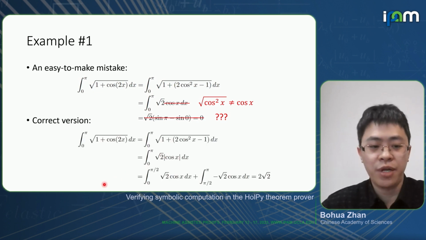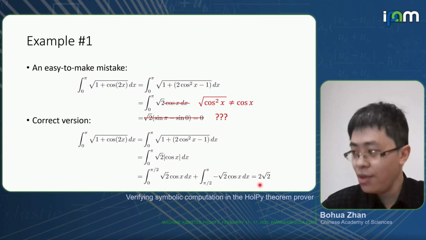But this is not true in the entire region of integration. So the correct computation would work something like this. The main point is that after the simplification, we need to split the integral like this, and finally be able to complete the computation.